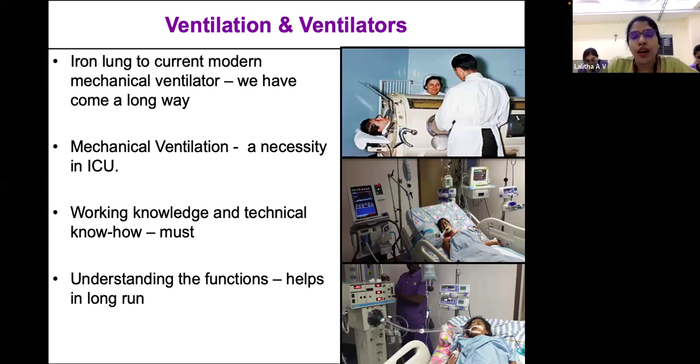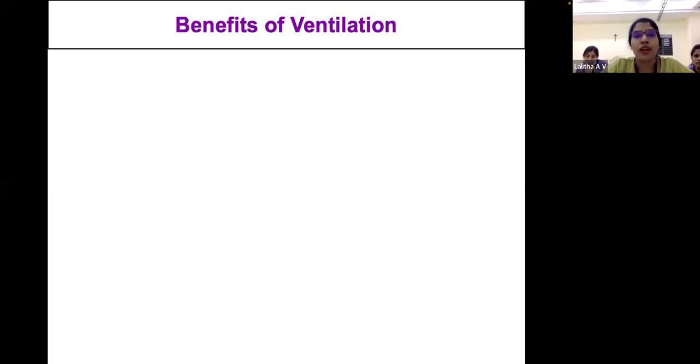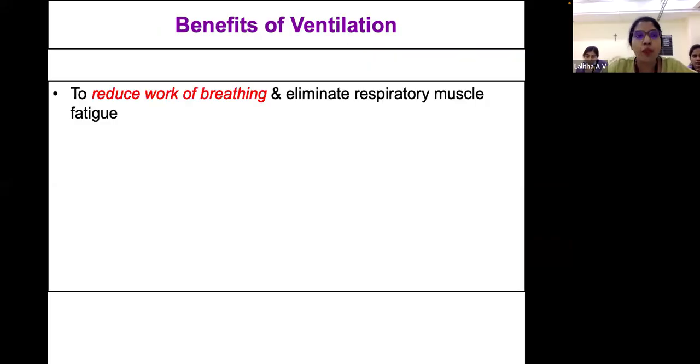We have moved far from the iron lung ventilators, from negative ventilator to positive ventilator, and it's become a necessity in the ICU. Before connecting to any ventilation, even in the last sessions, we have multiple times told you that we should have a basic knowledge and understand the technical terminologies of mechanical ventilation, and also for what type of lung you are ventilating these children. They could have normal lung, they could have abnormal lung.